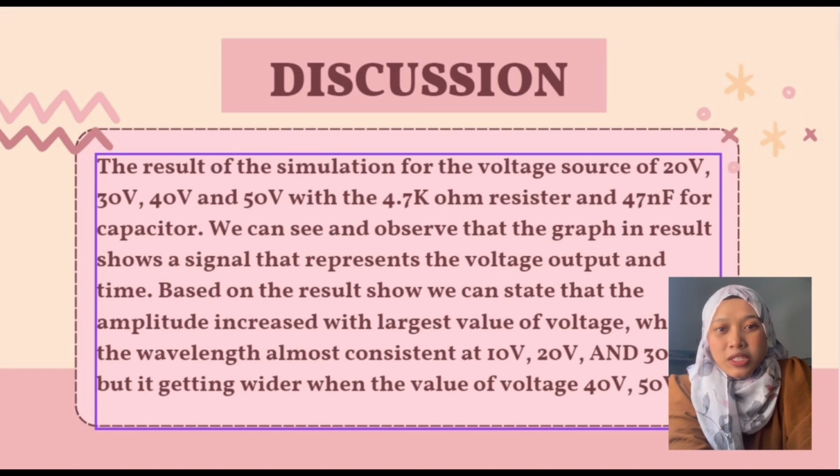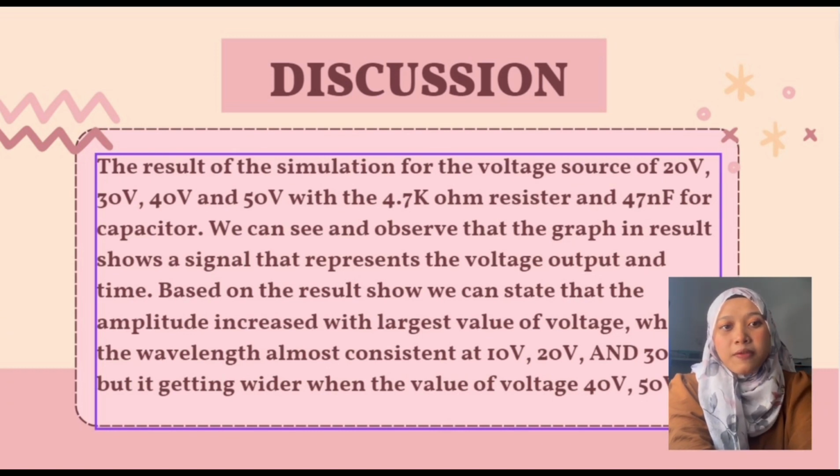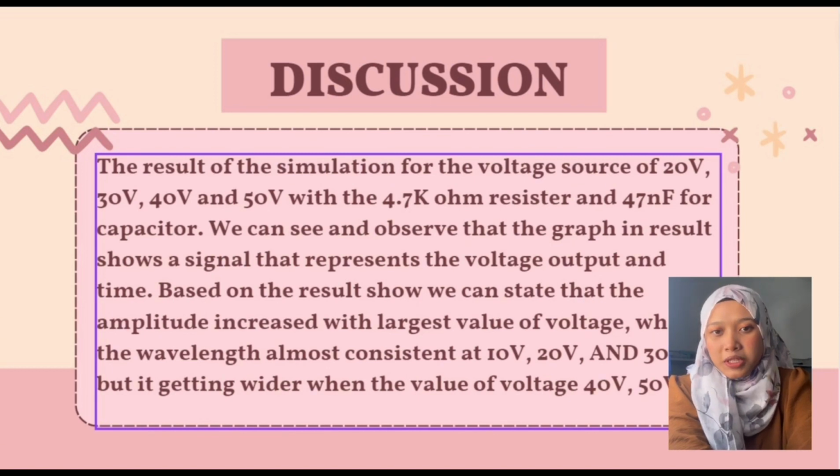I would like to present the discussion. The result of the simulation for the voltage source of 20 volt, 30 volt, 40 volt and 50 volt with the 4.7 kilo ohm resistor and 47 nanofarad capacitor. We can see and observe that the graph in the result shows a signal that represents the voltage output and time. Based on the result, we can state that the amplitude increases with larger values of voltage, while the wavelength is almost consistent at 10 volt, 20 volt and 30 volt, but it gets wider when the voltage is 40 volt and 50 volt.